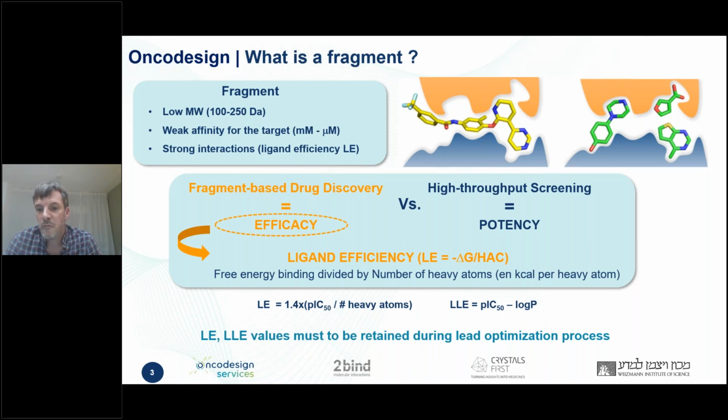If we compare FBDD and high-throughput screening, high-throughput screening is defined by potency, but fragment-based drug discovery is defined by efficiency. And the efficiency is defined by the ligand efficiency, which is the binding free energy divided by the number of heavy atoms of your fragments. The initial value of ligand efficiency, 0.3, 0.4, needs to be maintained during the lead optimization stage.